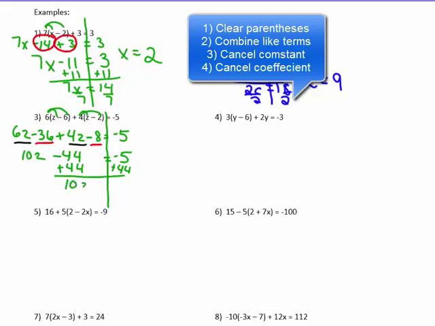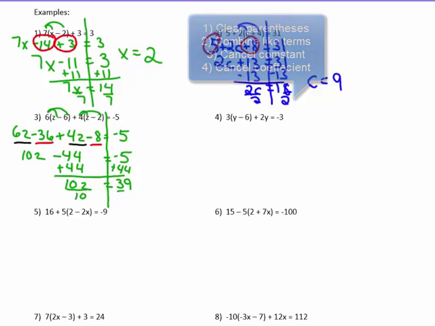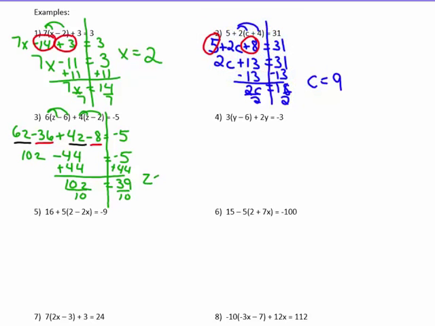So 10z equals, this is going to give me 39. Divide by my 10. So this time I get a fraction. If you put that into your calculator, it's going to tell you it's 3.9, which is okay. You could leave it as a fraction, which is going to be 3 9/10. So either way to do that one is correct.